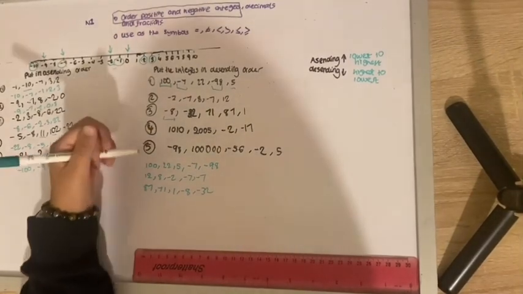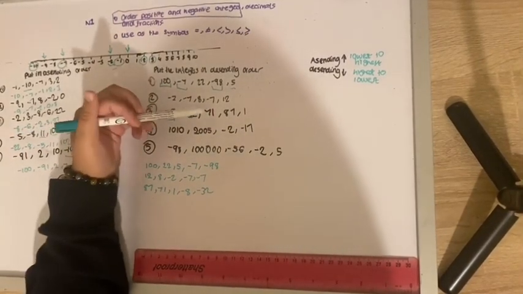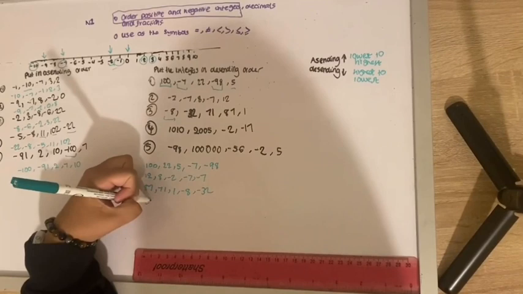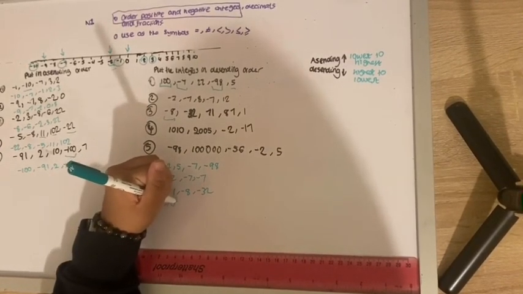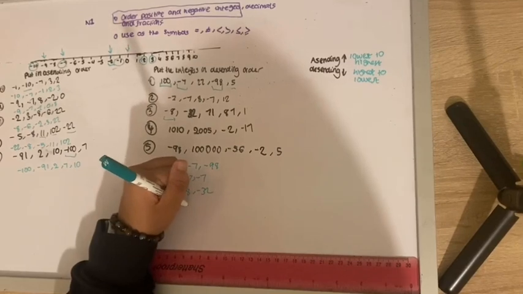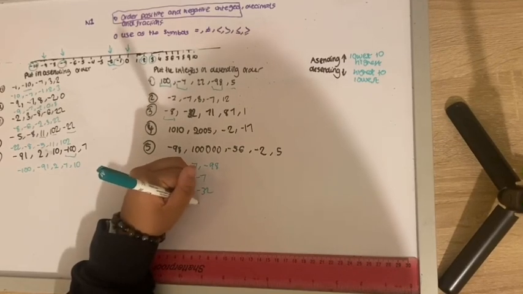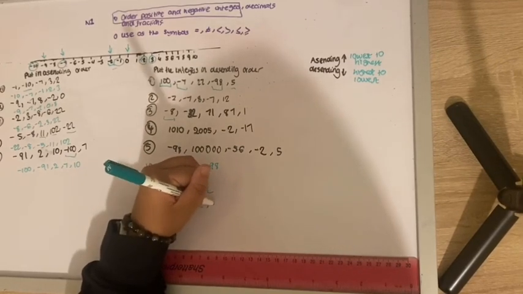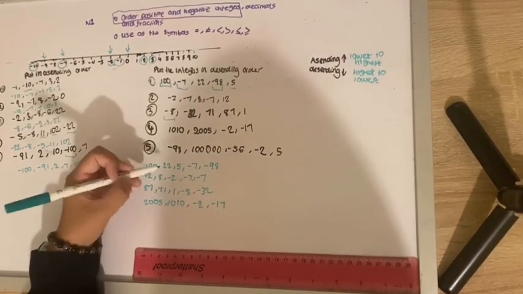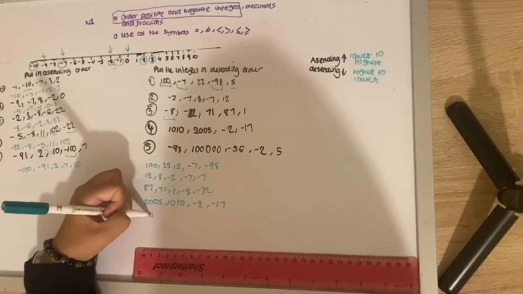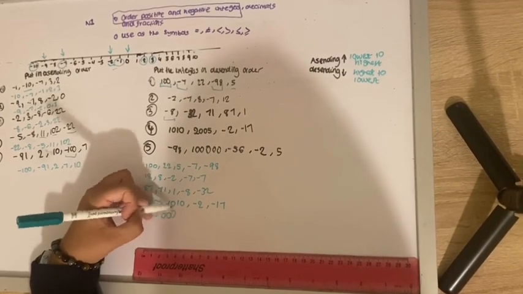And then over here we've got a few larger numbers, so 2005, you've got 1010. Obviously, -2 is least negative, followed on by the most negative, which is -17. And then we've got 100,000. That is the most positive.